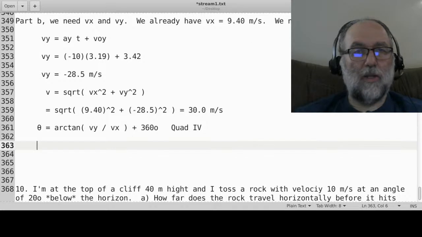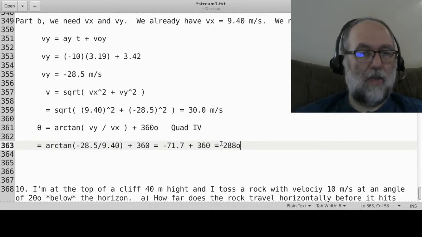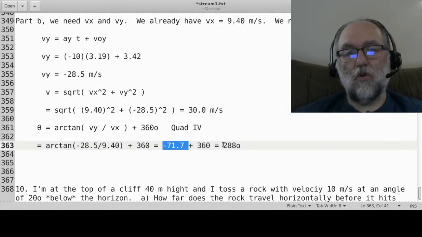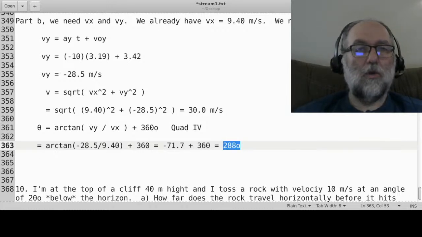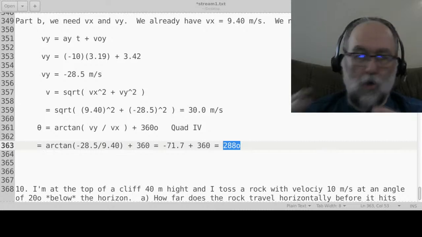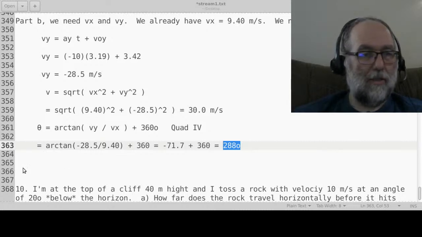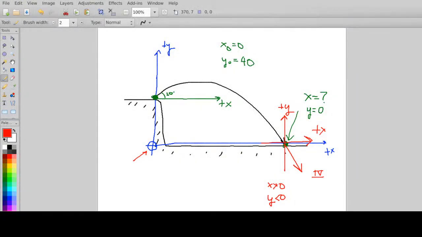Okay, so if you just work that out, you get this. Okay, so 288 degrees. Either negative 71.7 or 288 degrees. And you go, okay, well, what's that? Can you show me that on the diagram? Can you show me like the 30 and the negative 71 degrees?